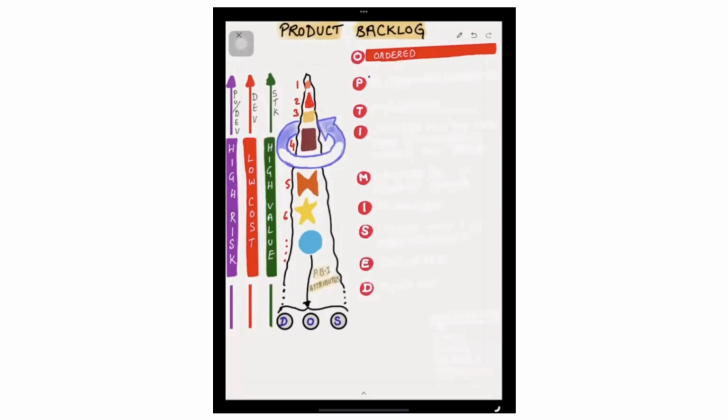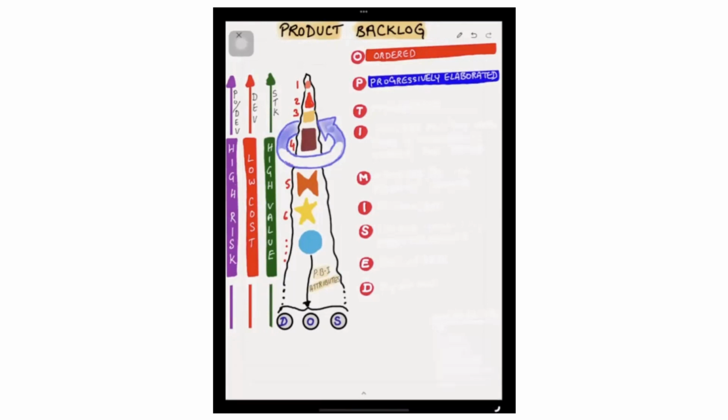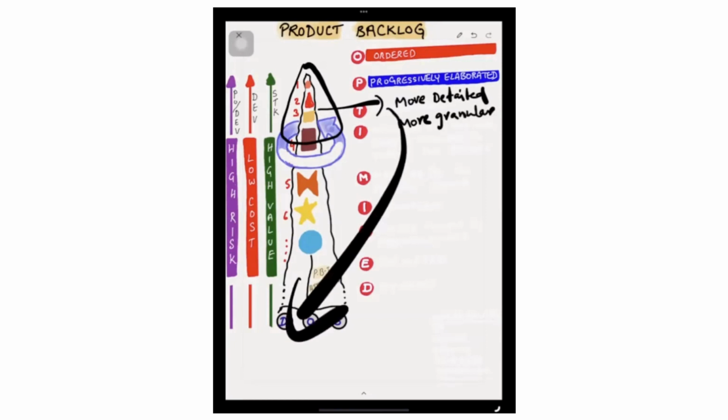Now coming to the P, which stands for progressively elaborated. The meaning of the word elaborated is explained or detailed. Progressively means the more you go into the product. In general, the topmost items of the product backlog are more detailed and more granular, that means small in size, compared to the bottommost items.